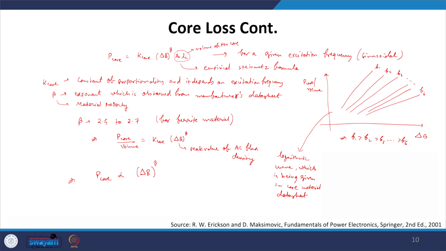Now if you look here, generally this K core, which is the proportionality value that depends upon the excitation frequency, one can obtain by taking the curve for core loss per unit volume versus delta B for one particular frequency. We can take two different points and put them in this formula, and from there we can predict my K core value, because for two different delta B's we have two variables, K core and beta, sometimes you can also know. So we can calculate the K core for different excitation frequencies if we have this particular curve.